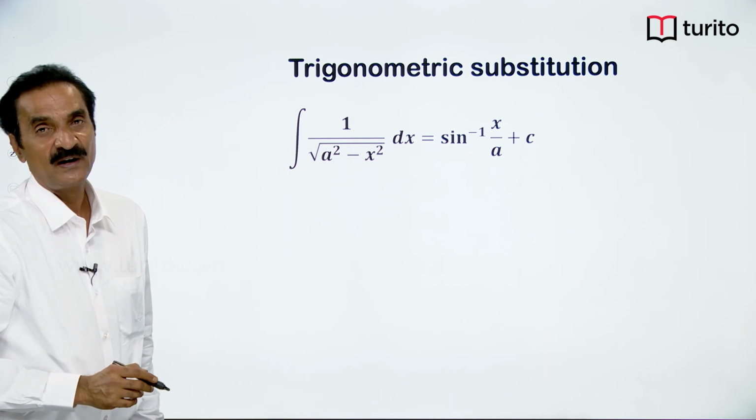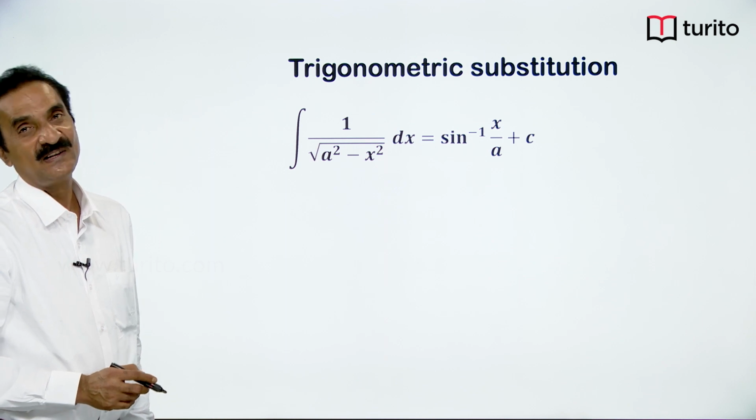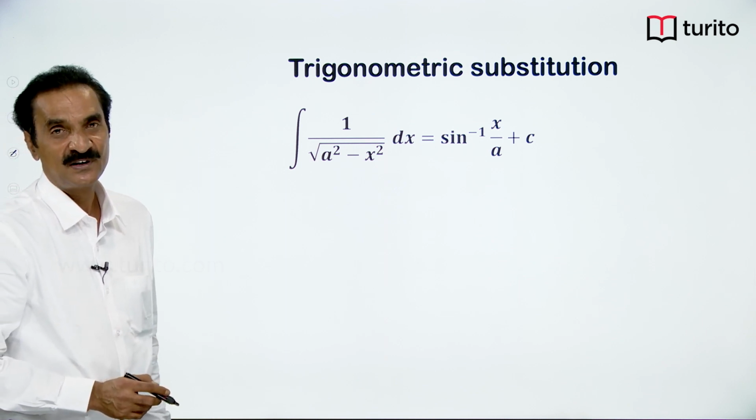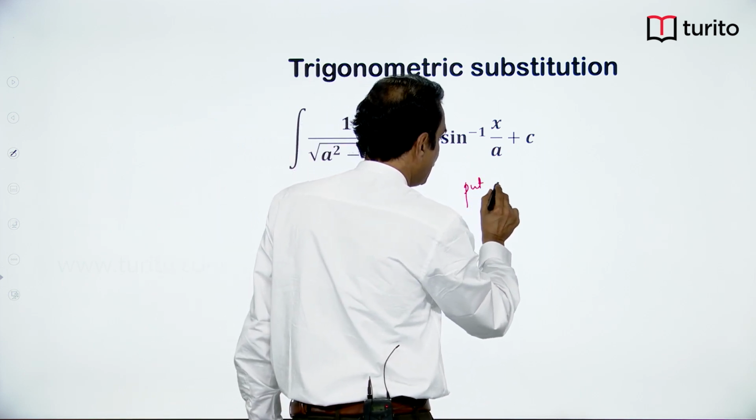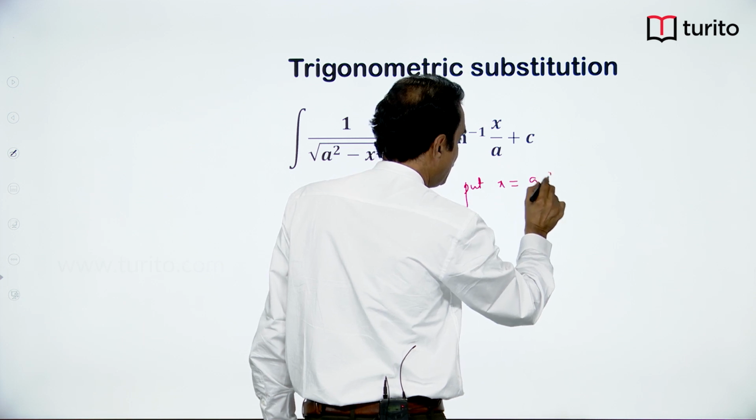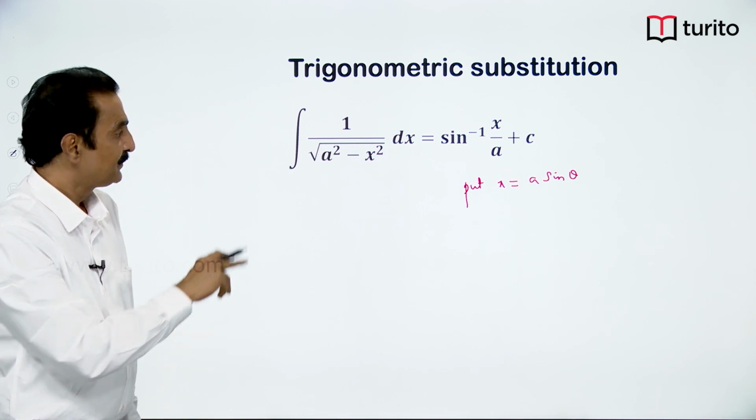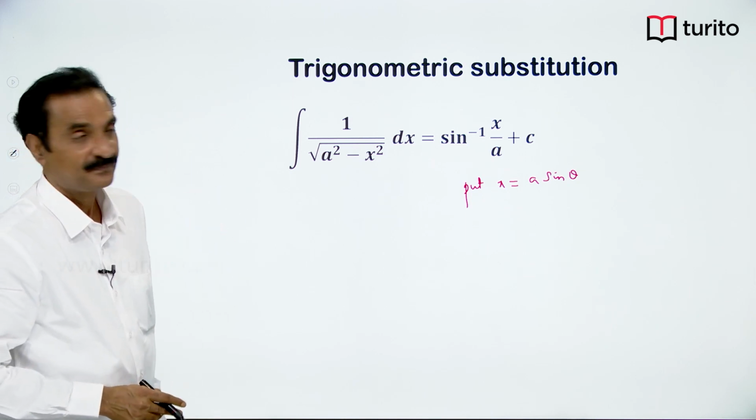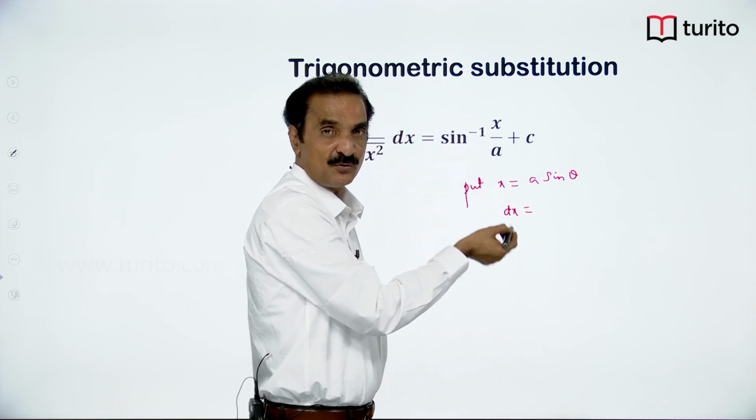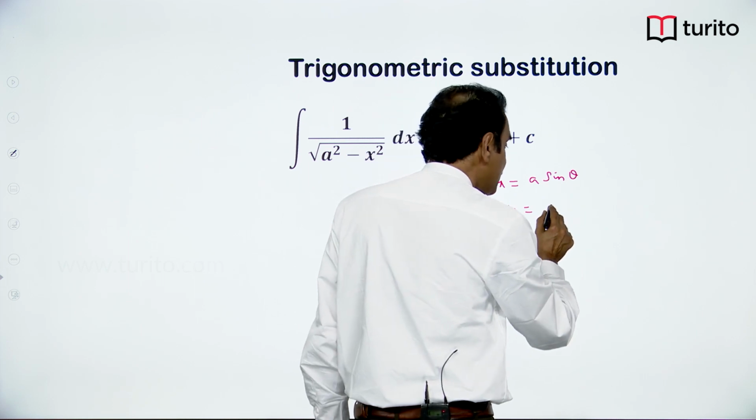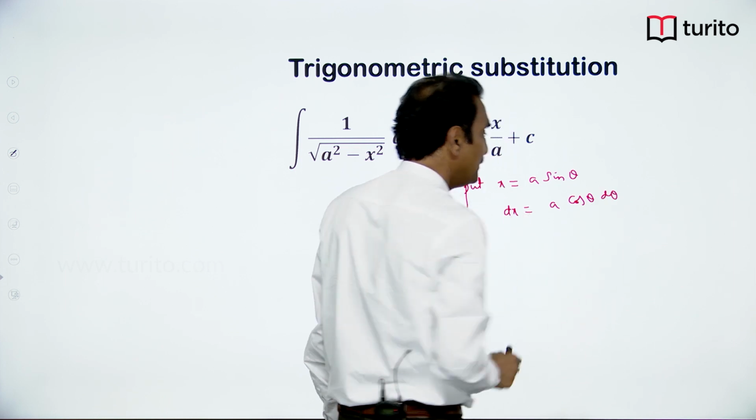Integral 1 by root over a square minus x square dx is sin inverse x by a. We can prove it by trigonometric substitution. How? Put x is equal to a sin theta, as we discussed in the previous slide. Then dx is equal to, derivative of x is 1, 1 into dx is equal to, derivative of a sin theta is a cos theta into d theta.